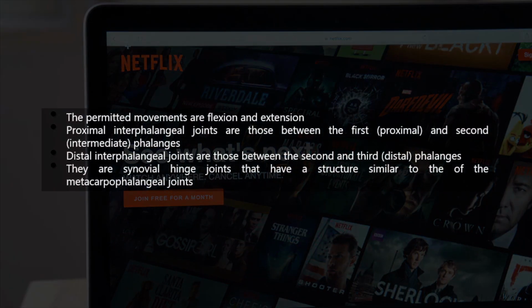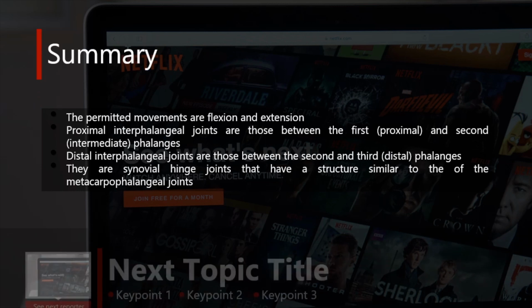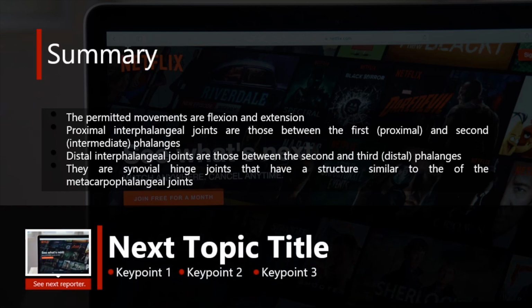So to sum up everything, there are two permitted movements in the interphalangeal joints. So we have flexion and extension. Proximal interphalangeal joints are those between the first and second phalanges. Distal interphalangeal joints are those between the second and third phalanges. They are synovial hinge joints that have a structure similar to that of the metacarpophalangeal joints.